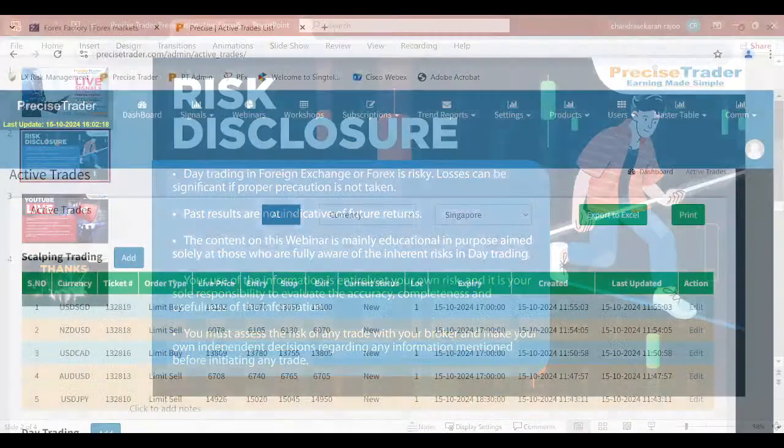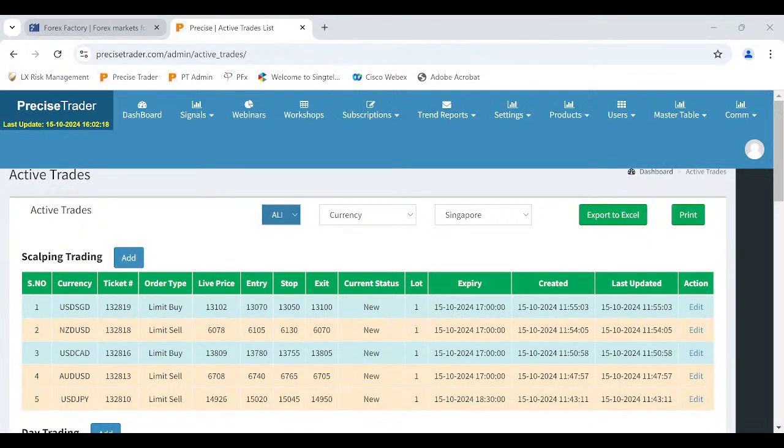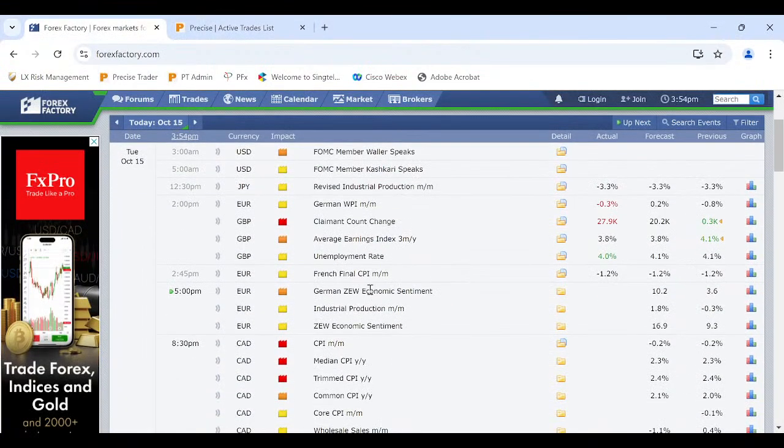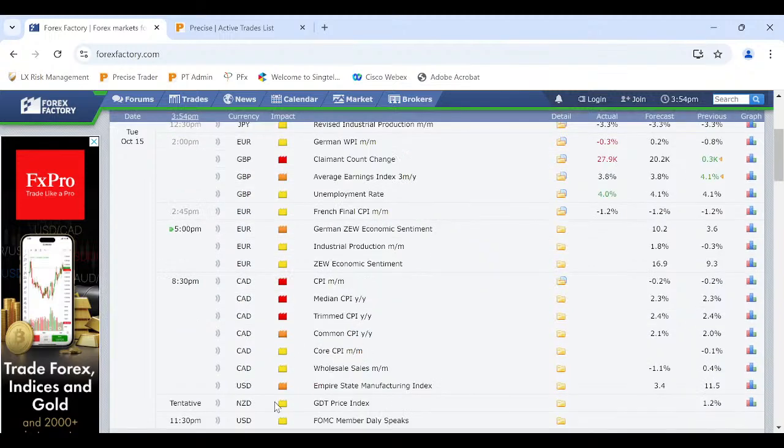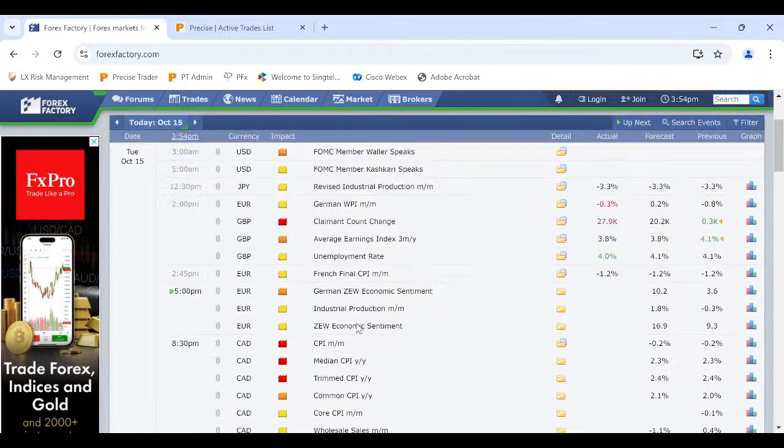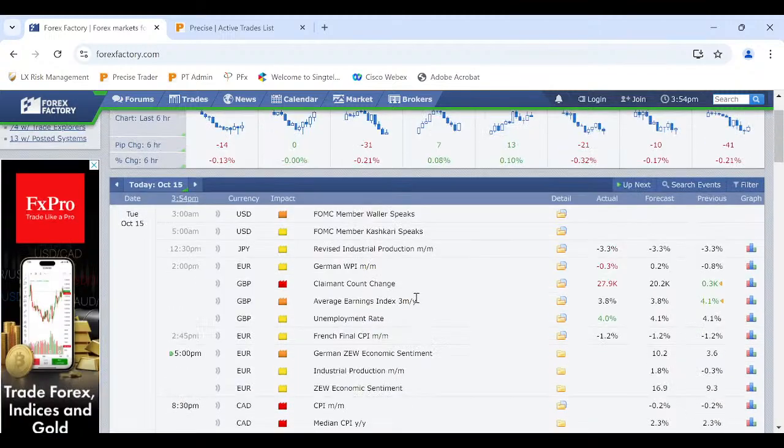Let me share the screen. First, let's see what data is going to be out. Tonight there is a Canadian CPI data. We have CPI month on month and median CPI, and we also have the US Empire State Manufacturing Index. So we will be doing a news trade tonight at 2000 hours. Just do take note. If you are interested, please come and join, and at least we'll share what to do.